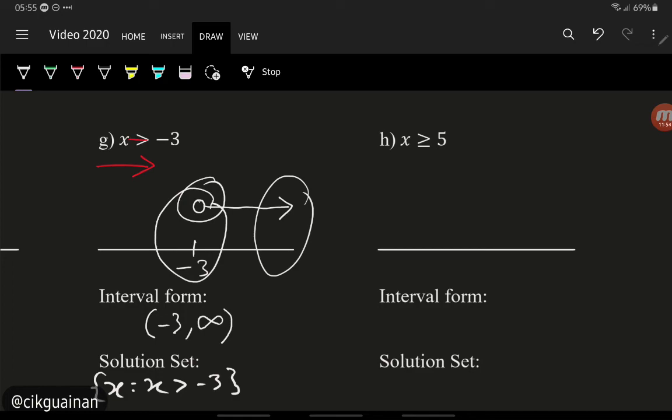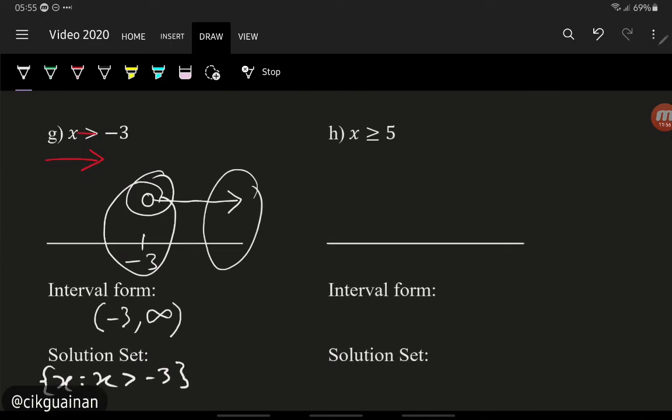Okay, settle. Now, last but not least, this one. 5, we put 5 over here. This one has an equal sign, so a dense circle. Make it dense. And then now, to the right or to the left? Put a line over here. You see, it makes an arrow to the right, right? Like that, better.